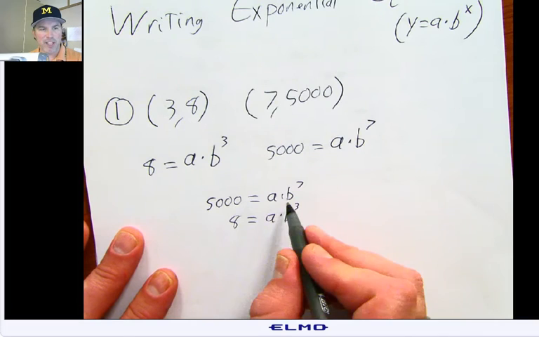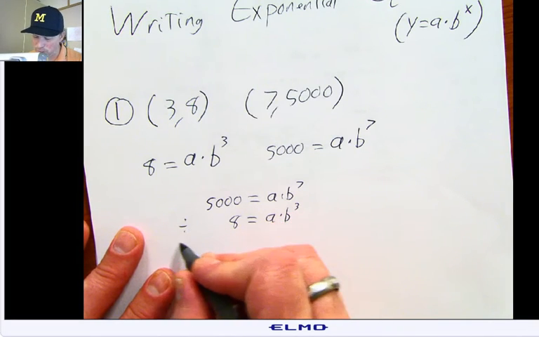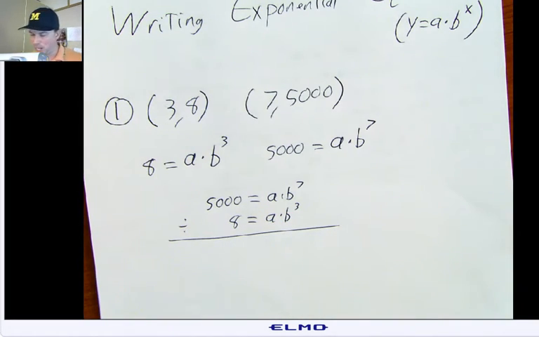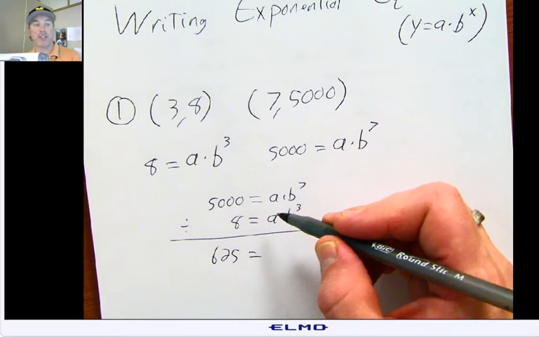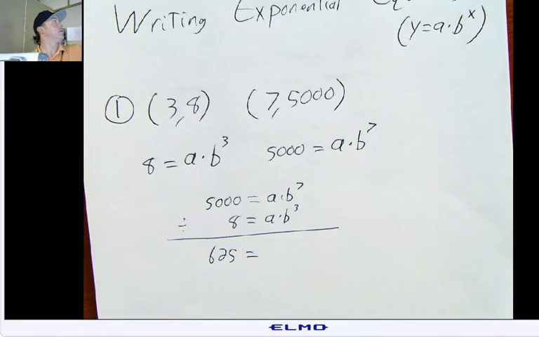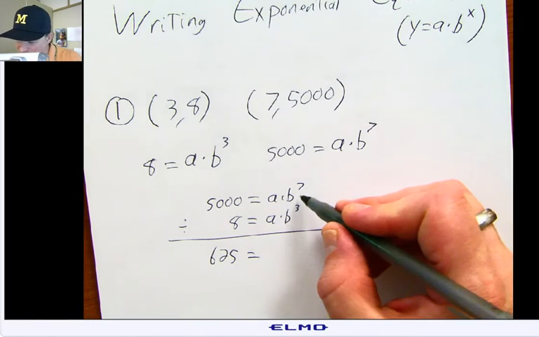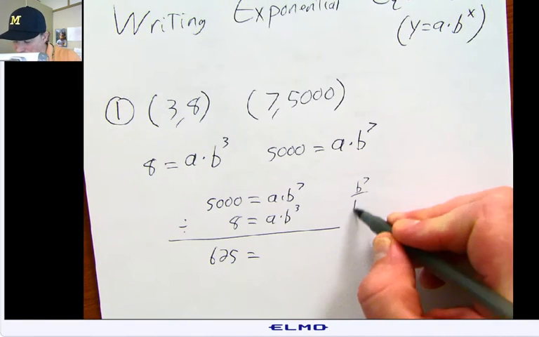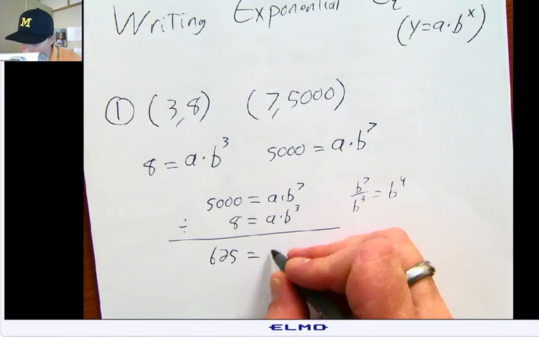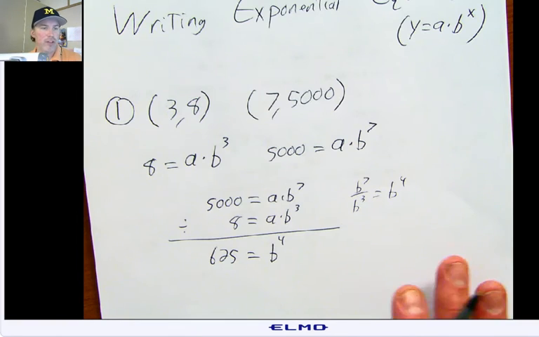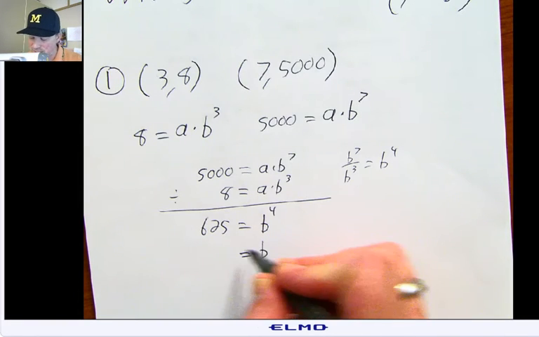And if I go this equation divided by that equation, 5,000 divided by 8 gives me 625. That equals a divided by a, which is 1, so the a's have canceled out. Bye-bye, a's. b to the 7 divided by b to the 3, as we've learned earlier in the chapter, is equal to b to the 4. So I have b to the 4, and then you do your fourth root of both sides.